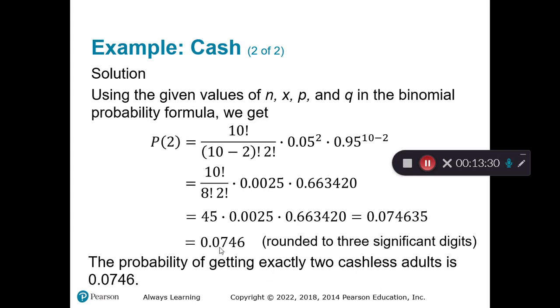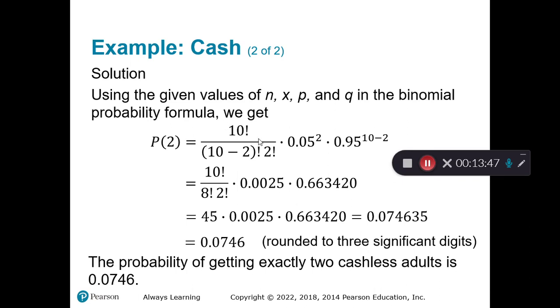After simplifying all these quantities, we find that the probability of having exactly 2 successes over 10 trials is 0.0746 when we round to 3 significant digits. That means that there is approximately a 7.5% chance that 2 of these 10 randomly selected individuals will be cashless.